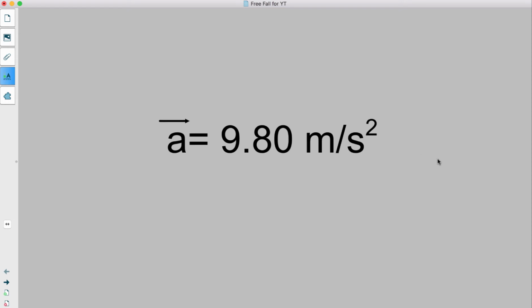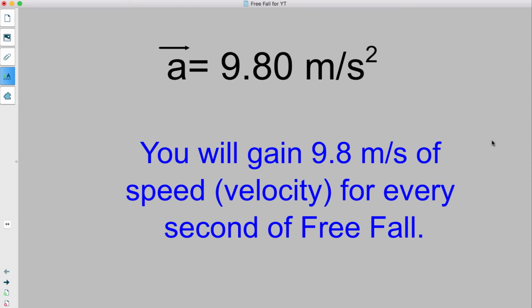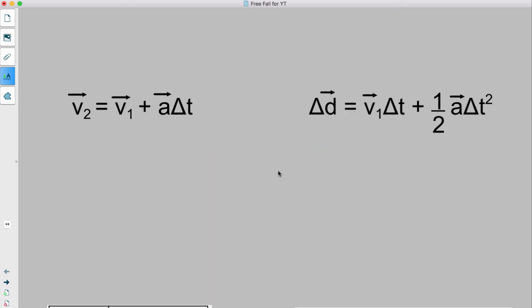What does 9.8 meters per second squared actually mean? It means you will gain 9.8 meters per second of speed or velocity for every second that you are in free fall. I've got two kinematic equations here. This one will be determining the velocity or the speed of the object for every second of free fall. And if we're dropping it from rest, that v1 is going to be a 0.